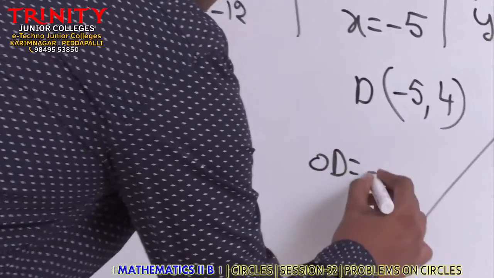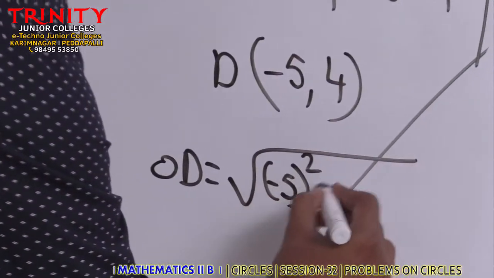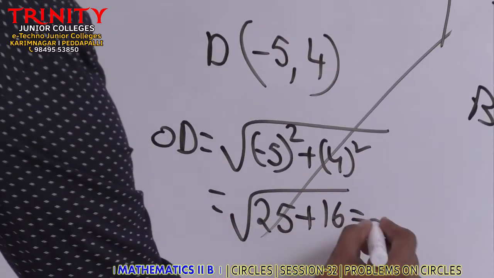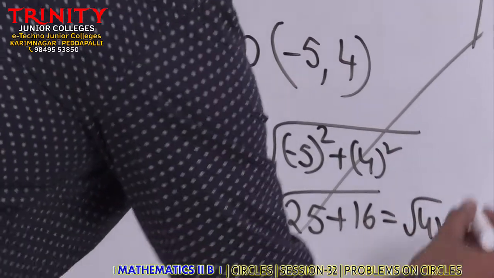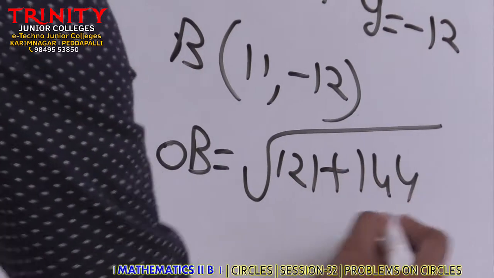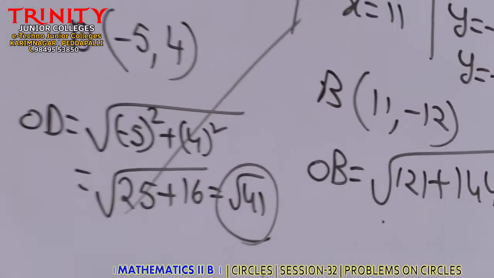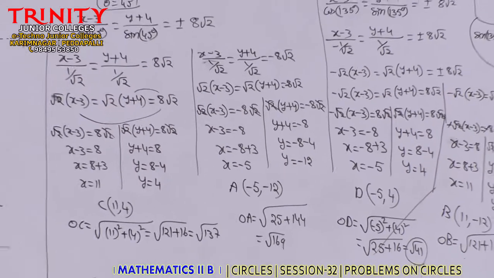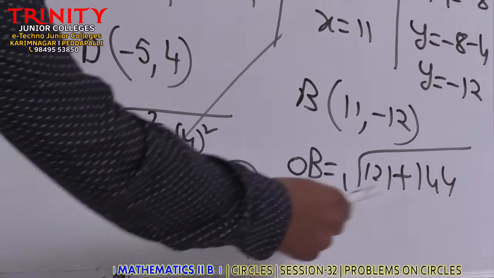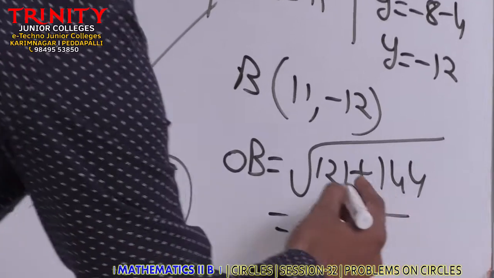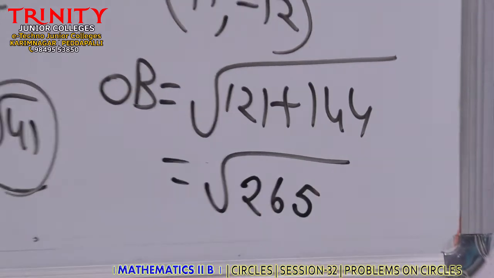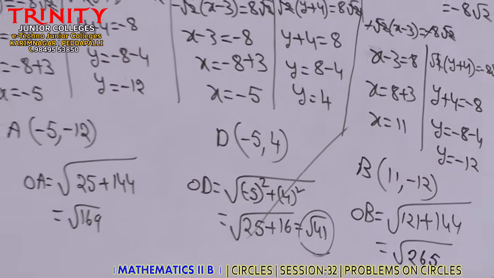OD equals the square root of (-5) square plus 4 square, that equals the square root of 25 plus 16, which is root 41. And OB equals the square root of 121 plus 144, which is root 265. This is the highest, and this is the least value. Therefore OD equals root 41, which is the least value compared to the others. Here the distance from origin to C is root 137.